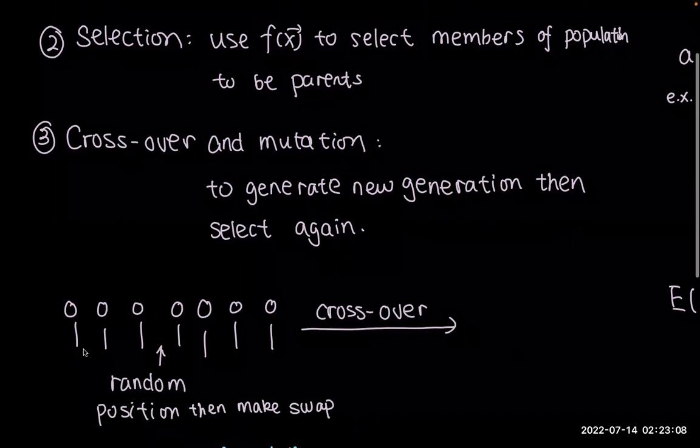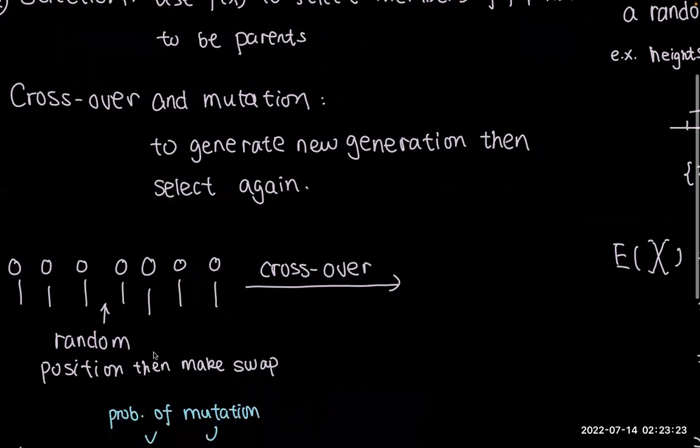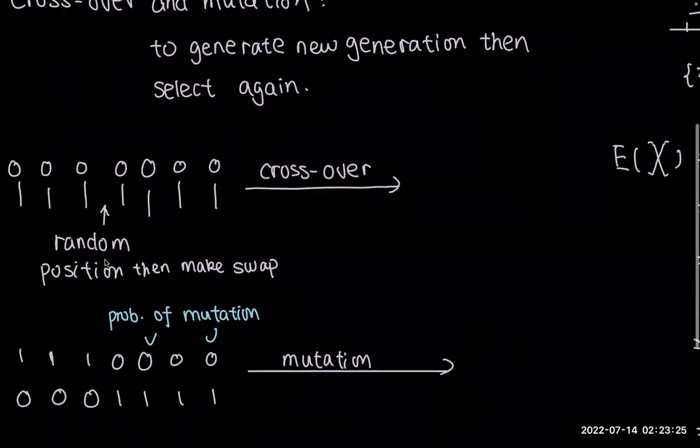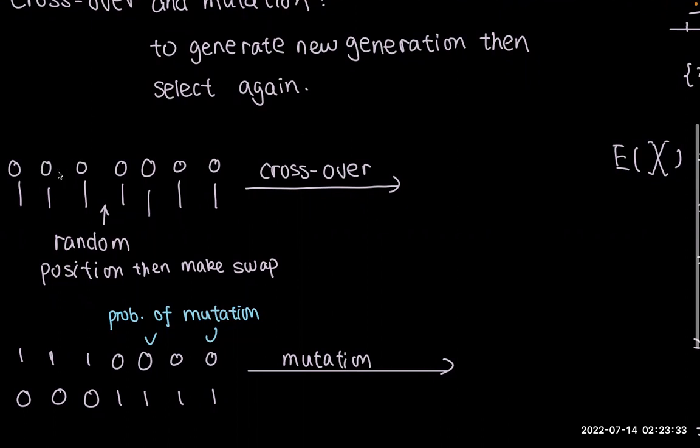So the crossover is like this. Suppose we have two strings. For simplicity, I let one string be all 0 and one string be all 1, so you can see clearly. Crossover means that we randomly select a position and then we swap. After the crossover at this random position, the first string becomes 1, 1, 1, 0, 0, 0, and the second string becomes 0, 0, 0, 1, 1, 1. So we just swap the two pieces at this position.